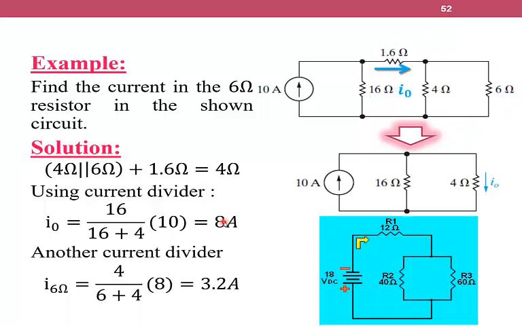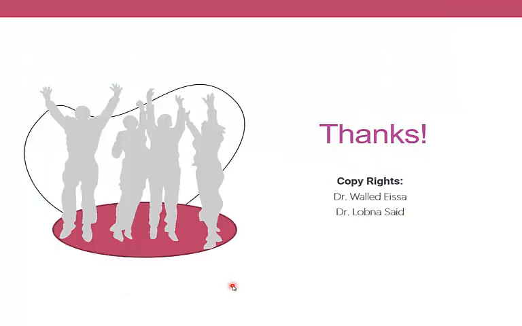Another current divider: in order to get I over the 6 ohm resistor, we are going to multiply IO, which is 8, multiplied by 4 over 4 plus 6, which gives us 3.2 ampere.